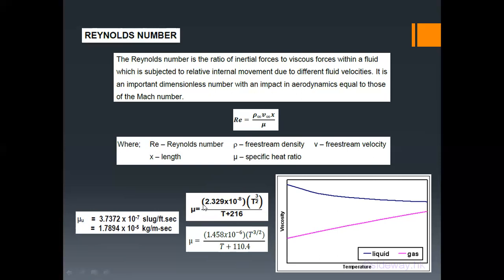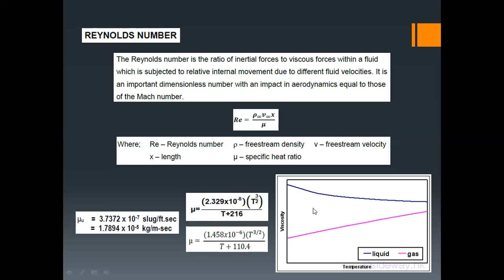So, dito sa taas, yung 2.329 times 10 raised to negative 8, times T to the 3 halves over temperature plus 216, this is your, what? This is your English or imperial unit. Then, sa ito naman sa baba, yung 1.458 times 10 raised to negative 6, times temperature raised to 3 halves over temperature plus 110.4, is the one na ginagamit natin in metric or SI units.